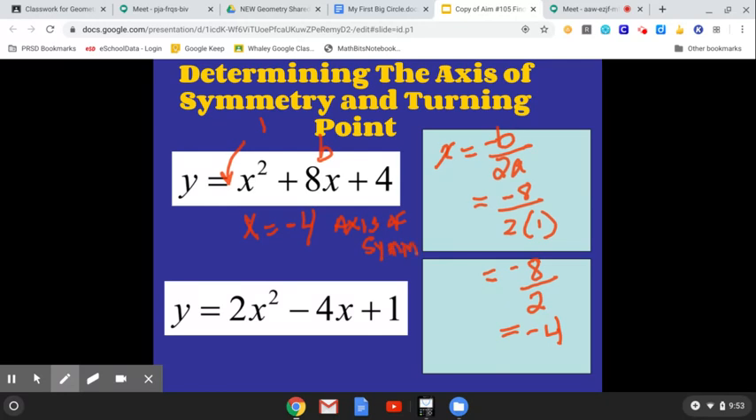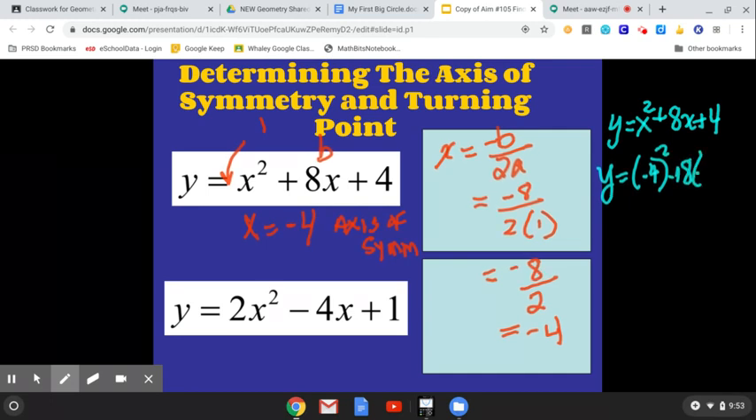Okay, now to get the turning point, I'll do it in a different color here. I take my axis of symmetry, negative 4, and I put it right back into the equation, y equals x squared plus 8x plus 4. So I'll put in negative 4 wherever I see an x. I make sure I put it in parentheses, because if I don't, the calculator will give me a wrong answer, so just be careful. Okay, negative 4 squared is 16. 8 times negative 4 is negative 32 plus 4. So this is going to come out to be, I think, negative 12.